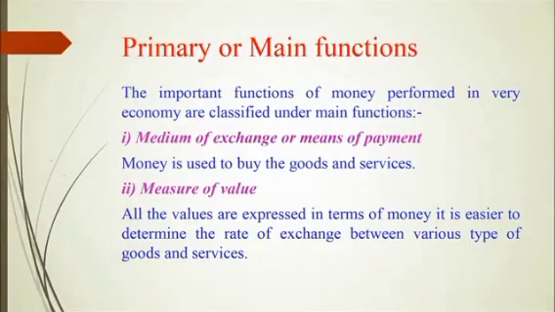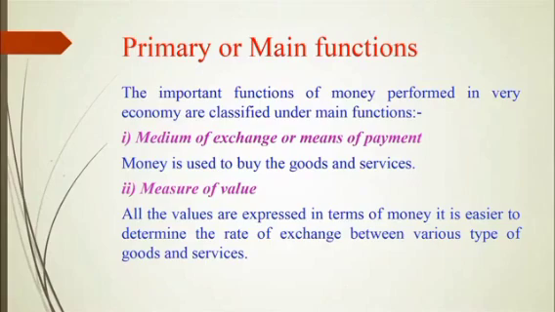Next, let's see about primary or main functions. The important functions of money performed in every economy are classified under main functions. The first one is medium of exchange or means of payment. Money is used to buy goods and services. So, medium of exchange means the fundamental role of money is to serve as a medium of exchange. A consumer can purchase any commodity or service with the help of money.